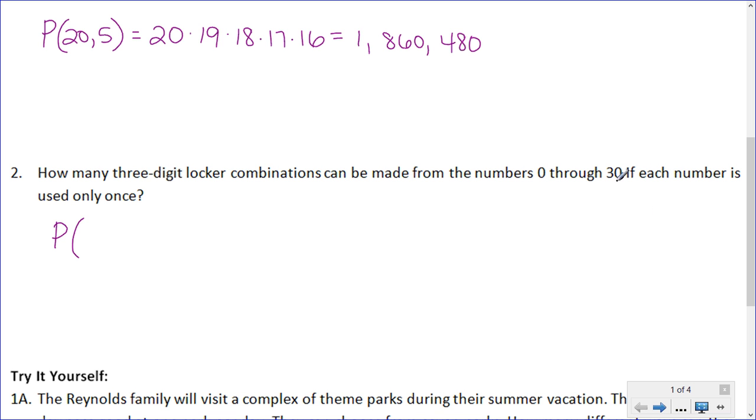We have not 30 numbers, but 31 to choose from because the number 0 is also included. So 31, and it's 3 digits, so we're choosing 3. Okay, so for the first digit, we have 31 options. For the second digit, because one has already been chosen, we have 30, because each number is used only once. And then for the next one, we have 29. And then when we multiply these, we get 26,970 possible combinations.